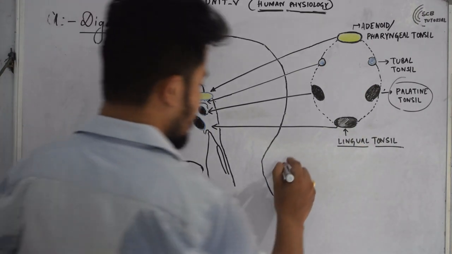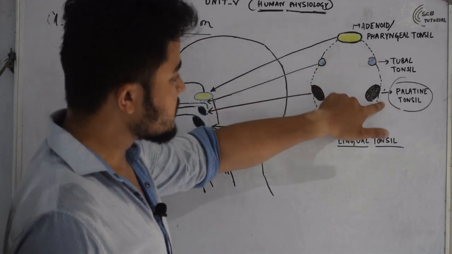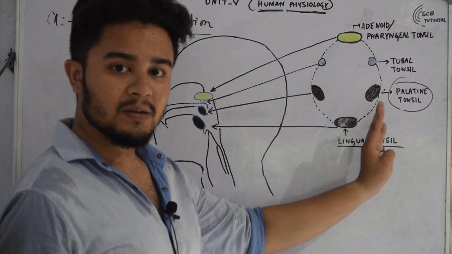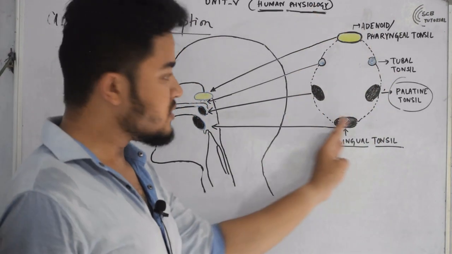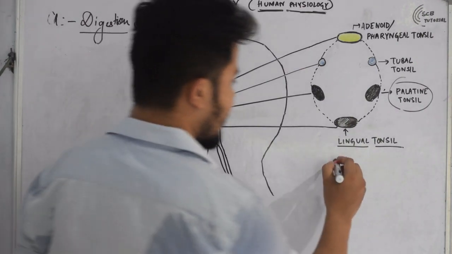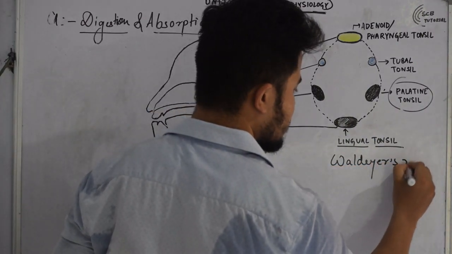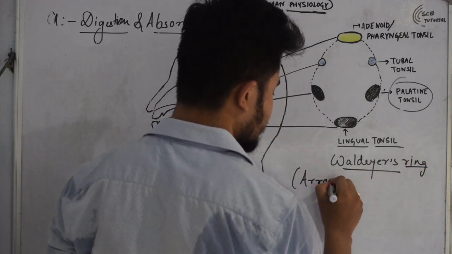So if I write about the... now wait, one more thing. The adenoid tonsil, tubal tonsils, and palatine and lingual tonsil are arranged in such a way, that means they are arranged in a ring-like manner, right. So this arrangement of tonsils in a ring-like manner is called Waldeyer's ring. So what is Waldeyer's ring? Arrangement of tonsils in a ring-like manner.